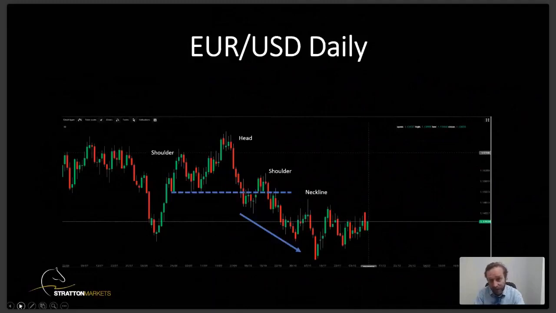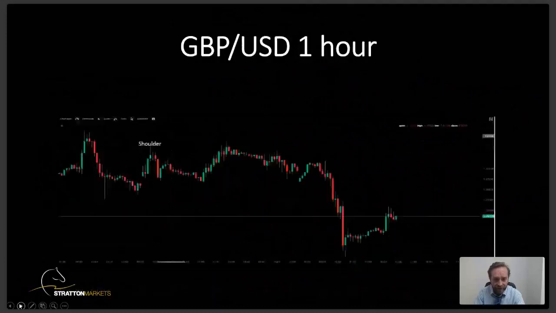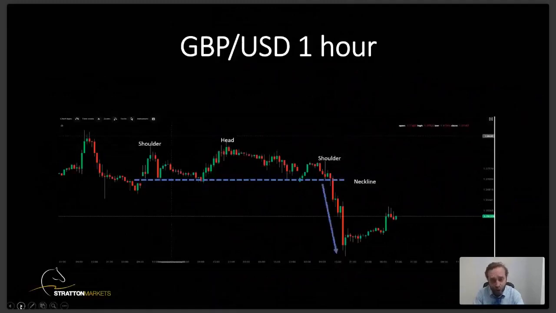Here's another example. This is British pound US dollar on 1 hour. Shoulder, head, neckline. Waiting for another shoulder to form. Yes, another shoulder is formed. So this time we know that if it breaks through the neckline, then we are in for an opportunity potentially to go short on this asset.